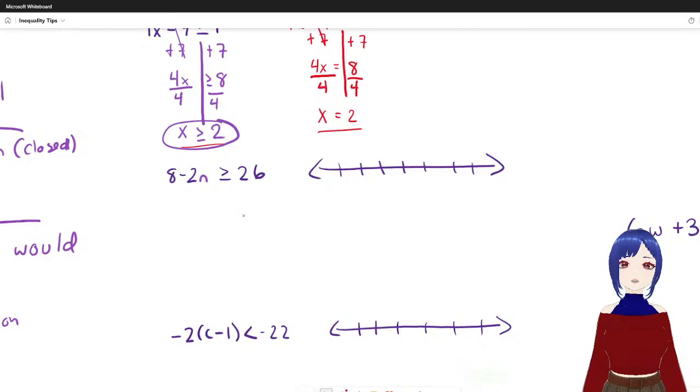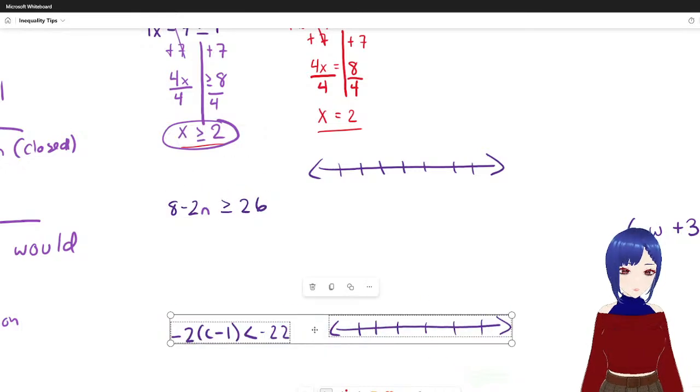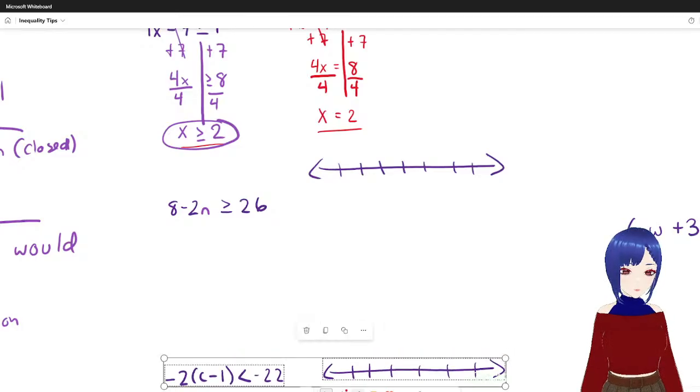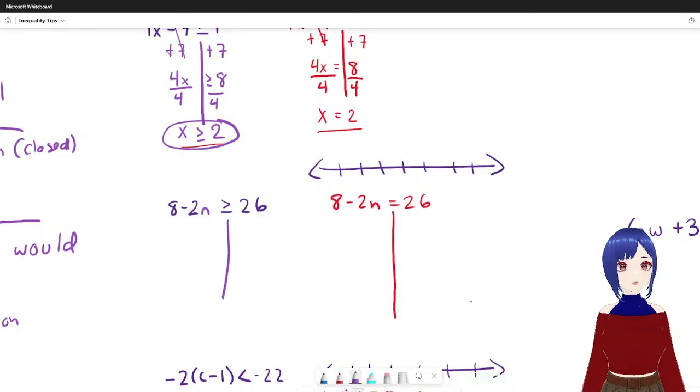So 8 minus 2n, let's select it, move it down so we can solve it side by side with an equation. I need to move this down more. Right, so 8 minus 2n equals 26. So if you're used to solving equations, what we do to solve the equation will be the same for solving the inequality.